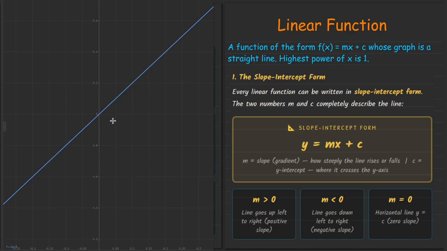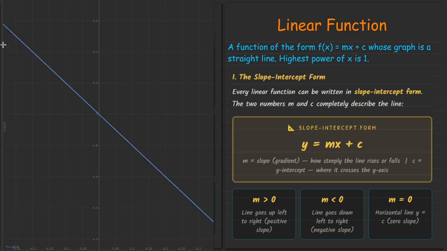My gradient m is 2. So it moves up from the left to the right. That is a positive slope, all the way from the left to the right. Now if I make the gradient negative, let's see what is going to happen. You see, for a negative gradient, it moves down from left to right, all the way to the right-hand side.